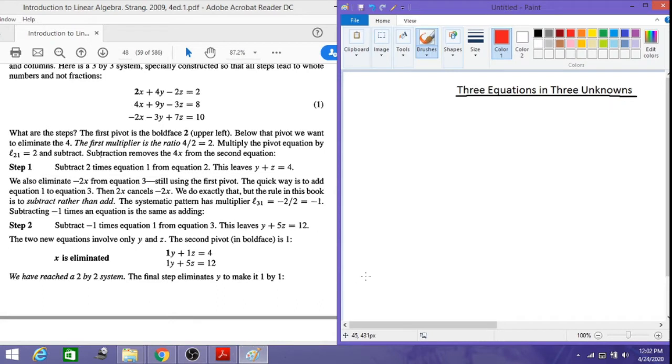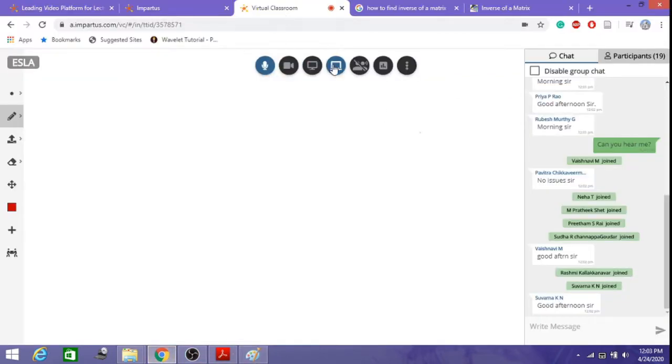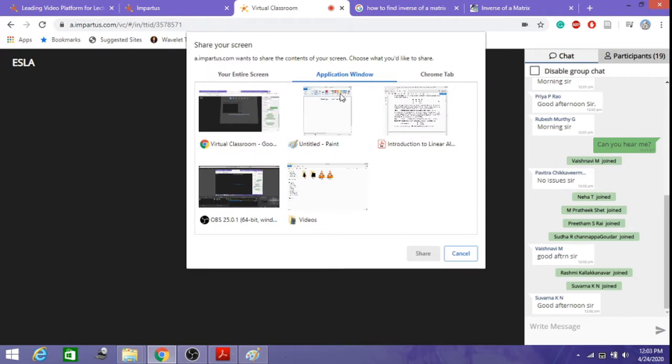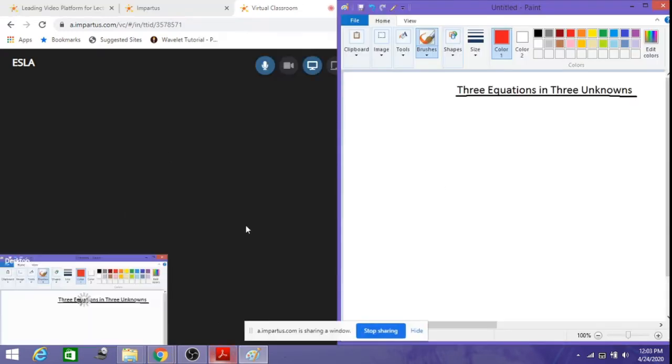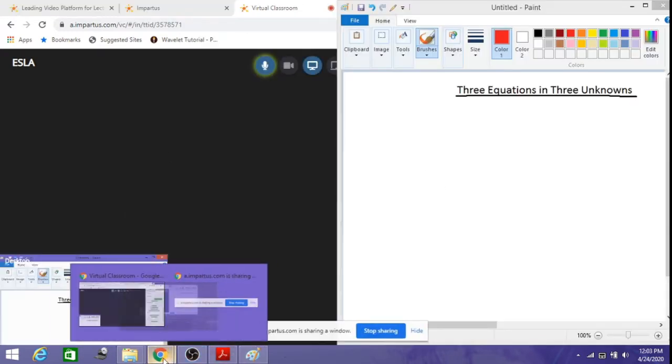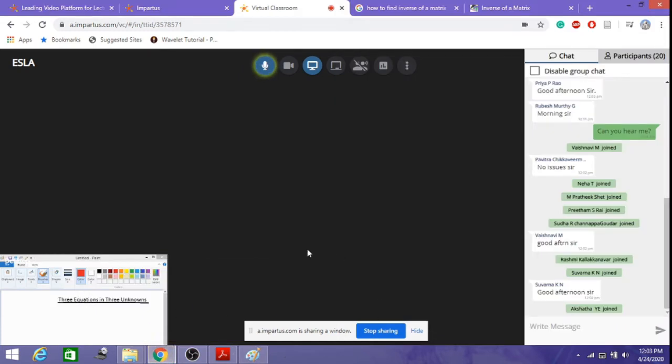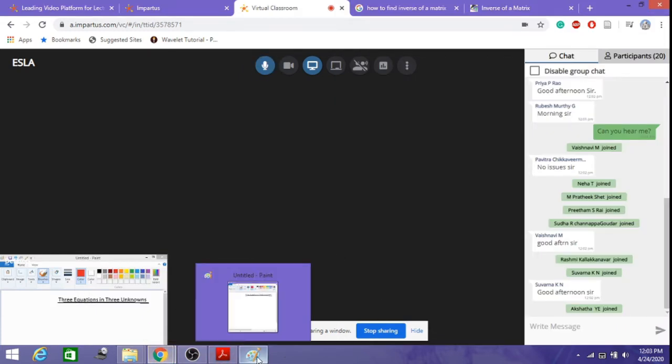Okay, so now let's take an example of a 3 cross 3 matrix. So the 3 cross 3 matrix here is, let me share the screen. Yes. You all can see the screen, the white screen. Yes.